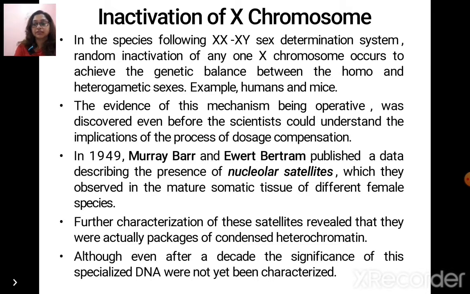The evidence of this mechanism being operative was discovered even before the scientists could understand the implications of the process of dosage compensation. In 1949, Barr and Bertram published data describing the presence of nucleolar satellites, which they observed in the mature somatic tissue of different female species. Further characterization of these satellites revealed that they were actually packages of condensed heterochromatin. Although even after a decade, the significance of this specialized DNA had not yet been characterized.